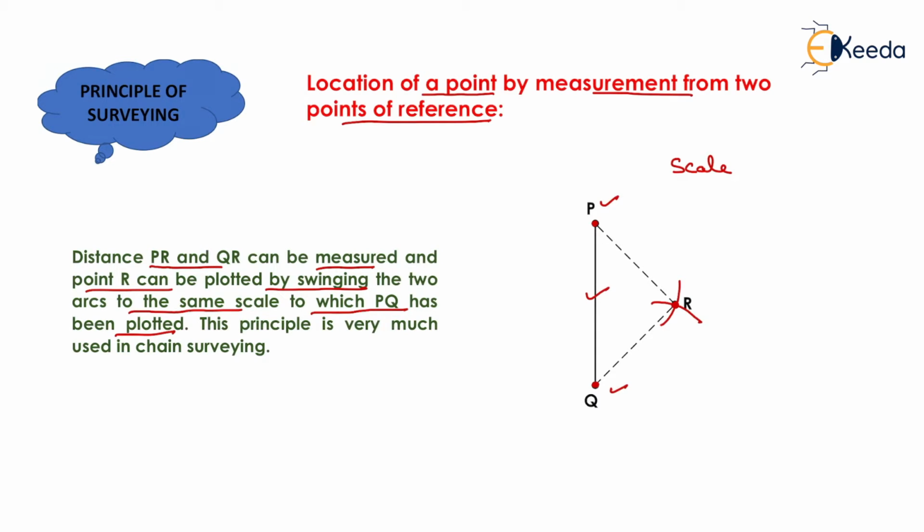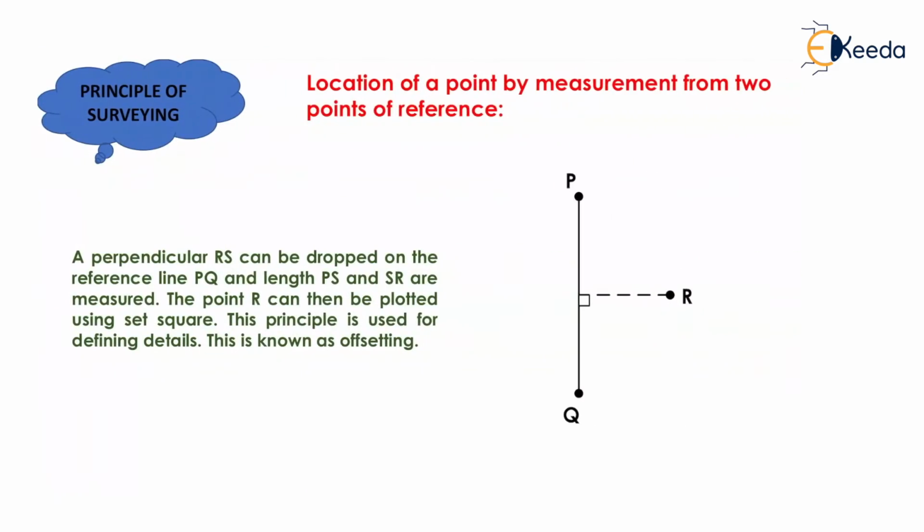Now this principle is very much used in chain surveying, so it is also known as the principle of chain surveying. Okay students, now again we have the information of P and Q as well as the distance PQ. So we had plotted it.